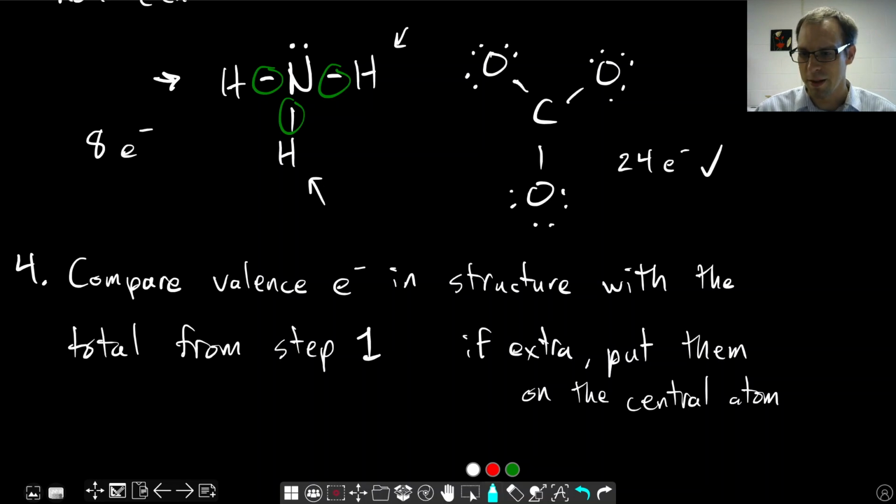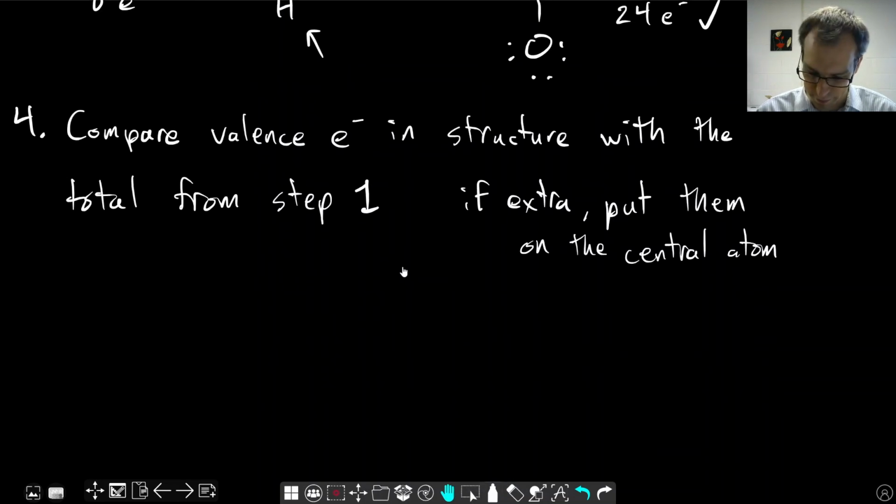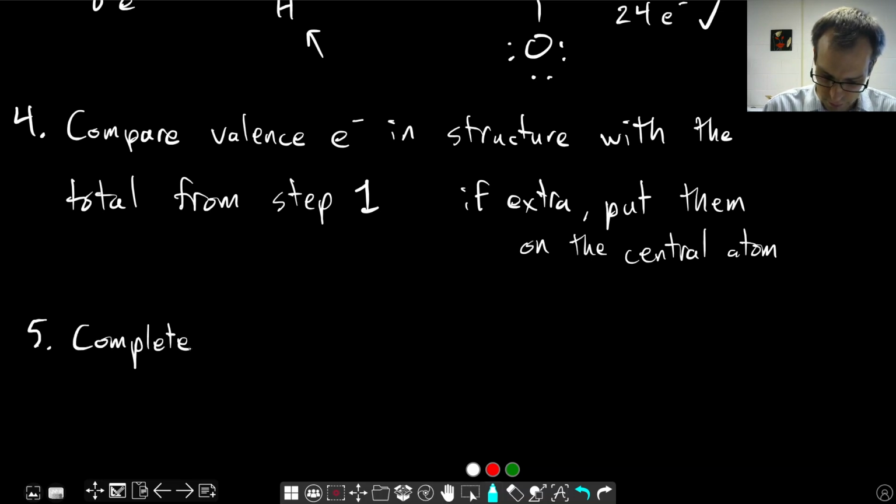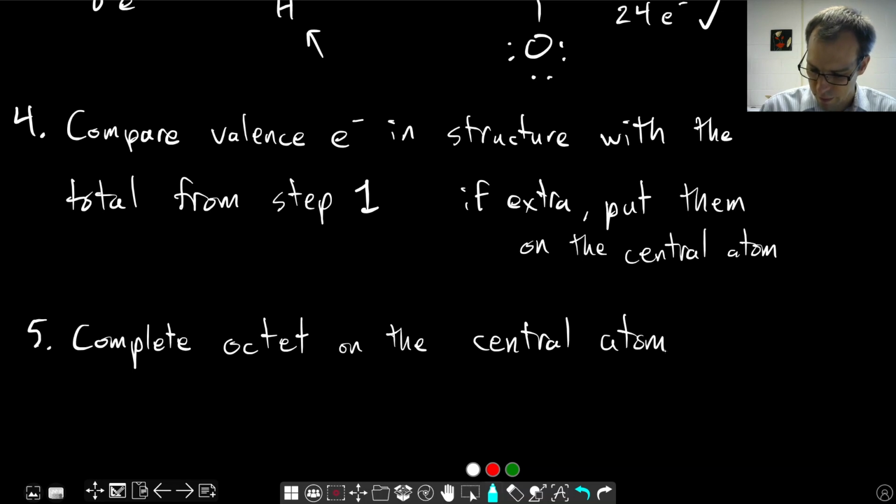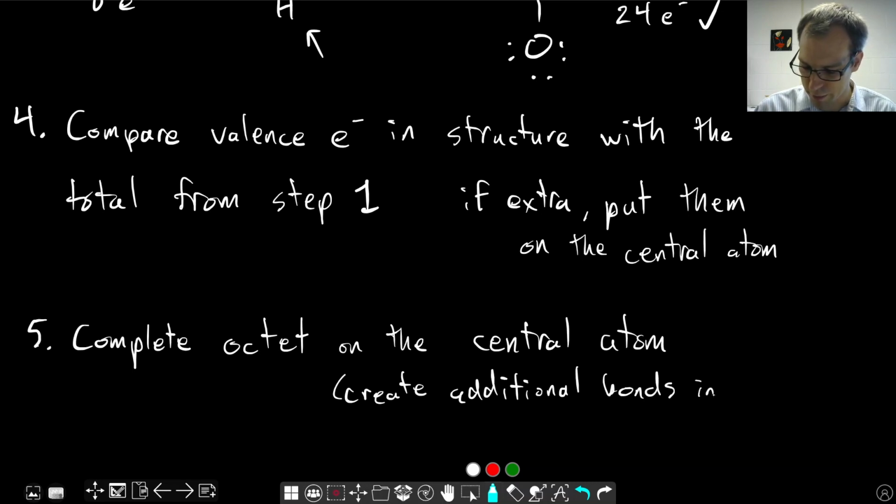Our final step is to complete the octet on the central atom. Now, how do we do this? If there's already an octet, you're done. But if there's less than an octet, you need to create additional bonds, meaning some of the electrons on your other atoms will need to be shared with the central atom. So create additional bonds if needed.